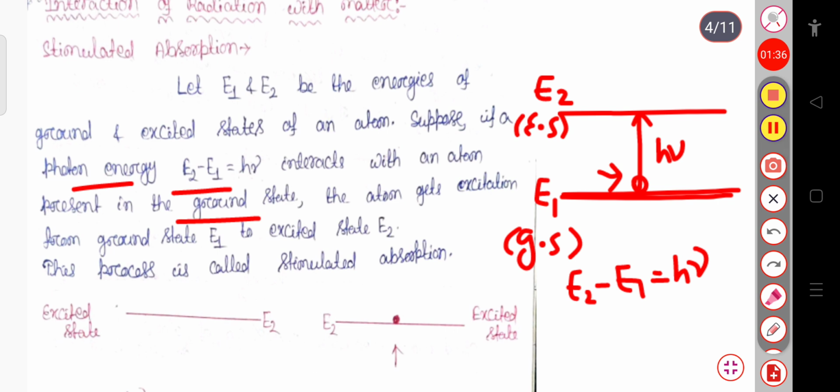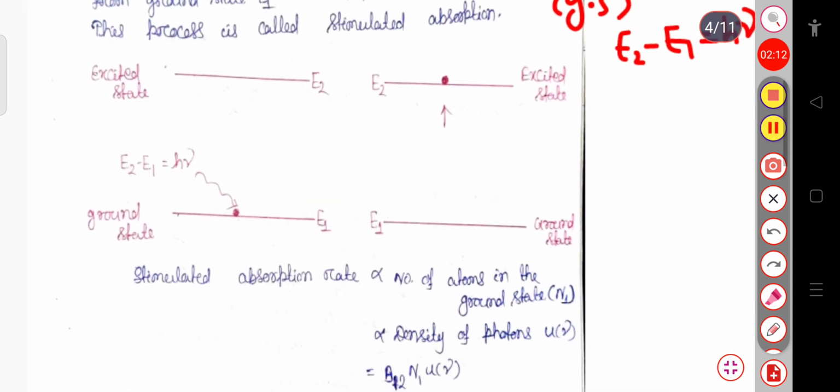When the atom present in the ground state absorbs h nu amount of energy, it goes to the excited state, E2. This process is called stimulated absorption. Stimulation means supplying an additional amount of energy. So the atom gets stimulated by absorbing this h nu amount of energy, gets excited and goes to the excited state E2. In this diagram, suppose this one is your atom in the ground state.